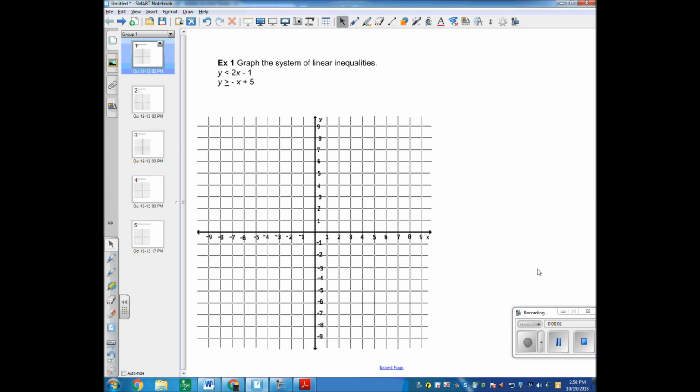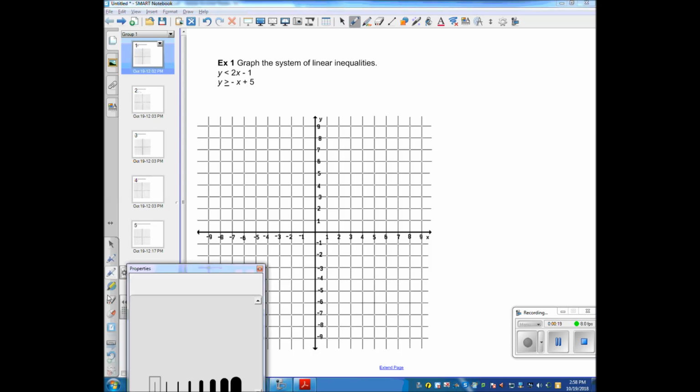All right, graphing linear inequalities. Let's get right down to it. First thing we need to do, graph our lines. The nice thing about this example is that in both of them, y is all by its lonesome. They're already both in slope-intercept form, so we can go straight to graphing. So let's go ahead and do that.